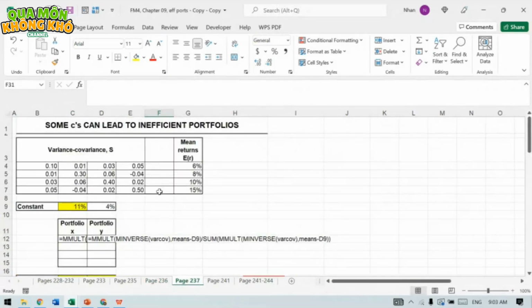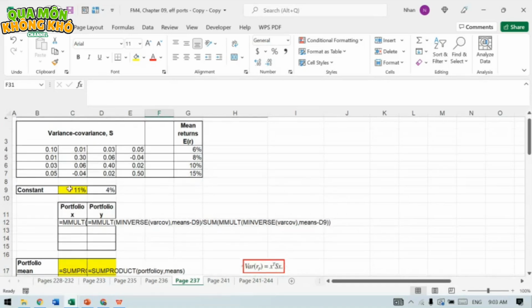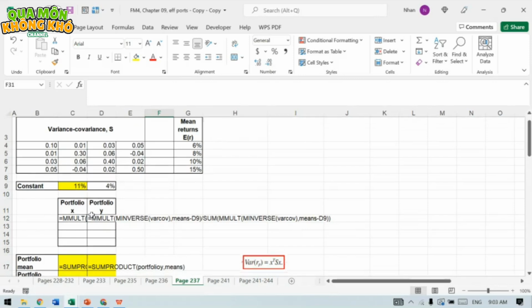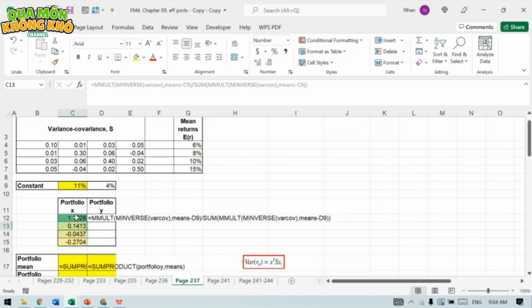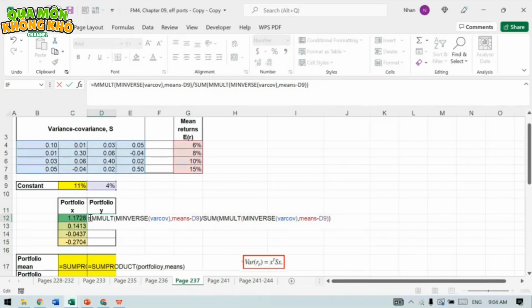So here the note 2 is some C's can lead to inefficient portfolios. So now I have two constants, 11% and 4%. And to save time, I just set up the formula here. It's just similar to what I did earlier. So here I will delete it, and then you can see I have the portfolio X with a constant 11, and then I have the portfolio Y with the constant 4.